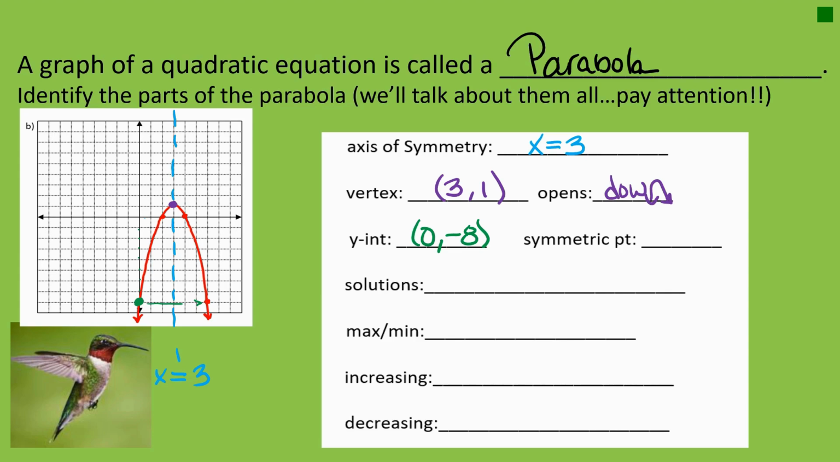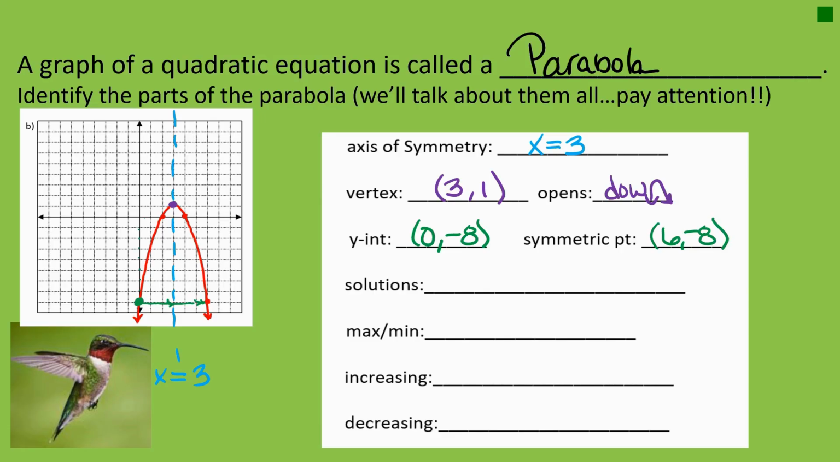The symmetric point is directly across from the y-intercept. So we walk to the axis of symmetry, 1, 2, 3 steps. We have to take the same amount because remember it mirrors it. It's a mirror image. 1, 2, 3 more. So altogether we walked 6 steps and we're still down 8.